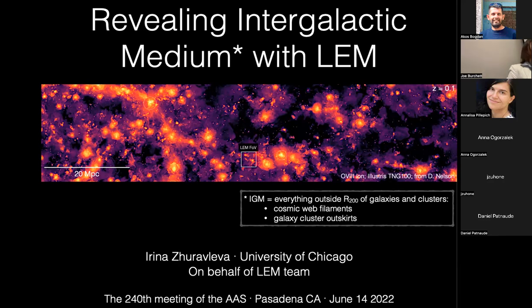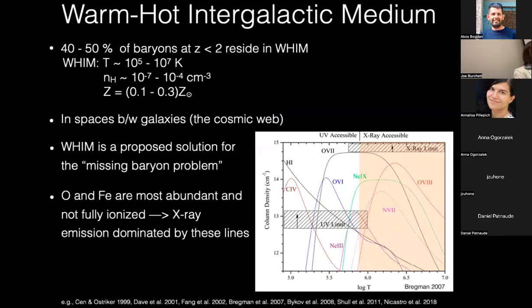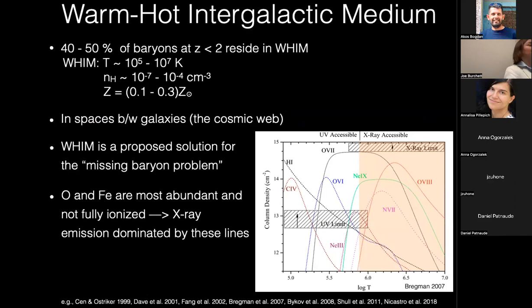Great. So the warm-hot intergalactic medium, let me start from there. What is it? Well, we know that about 40 to 50 percent of baryons, or regular matter, at redshift below 2 is in this warm-hot phase, with temperatures of about 10 to the 5 to 10 to the 7 Kelvin. Very low density, so the typical number density of hydrogen is 10 to the minus 7 to 10 to the minus 3 particles per cubic centimeter, so quite extreme conditions. And we know that at least by redshift 0, by now, this gas is already enriched by star-forming galaxies through outflows. So the typical metallicities are 0.1 to 0.3 of solar.